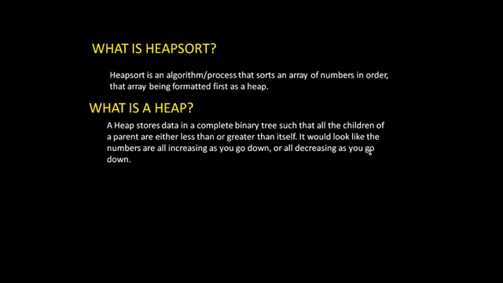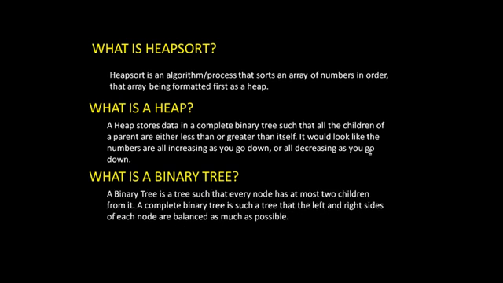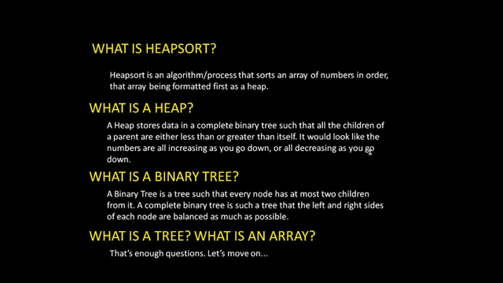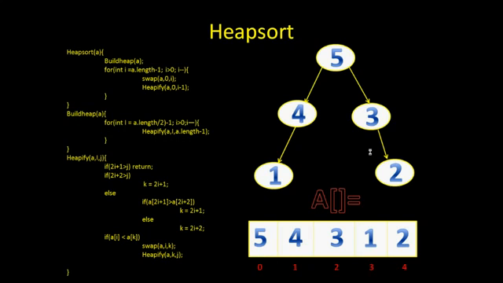What is a binary tree? Well, a binary tree is a tree such that every node has at most 2 children. A complete binary tree is such a tree that the left and right sides of each node are balanced as much as possible. What is a tree? What is an array? Okay, if you don't know these things yet, you really shouldn't be watching this video yet. You should go and review these terms and come back later.